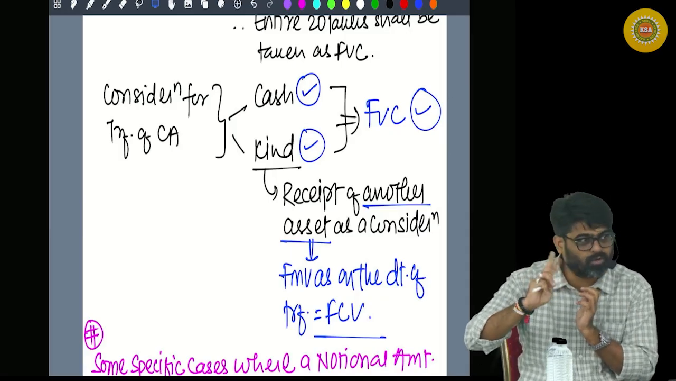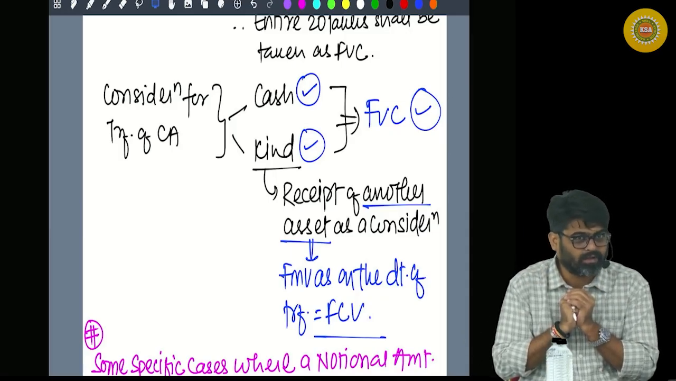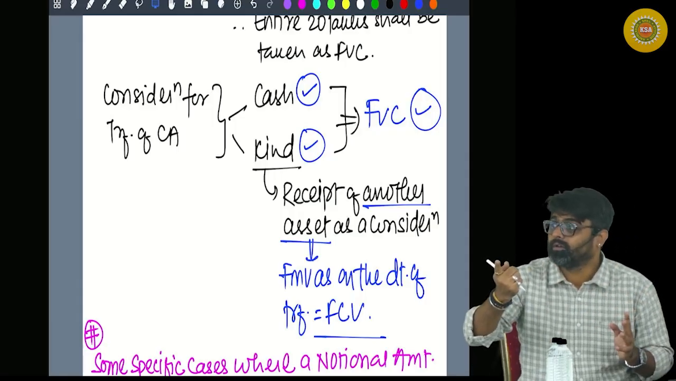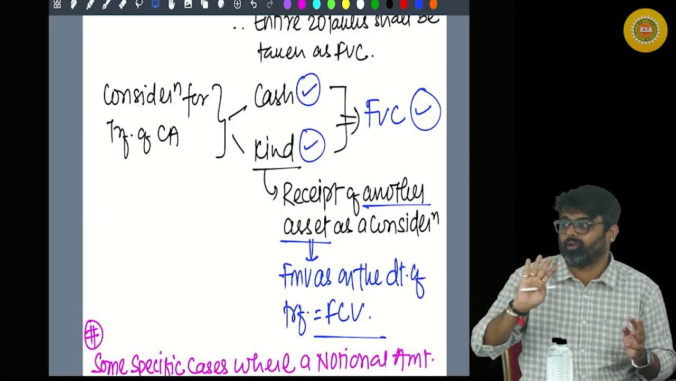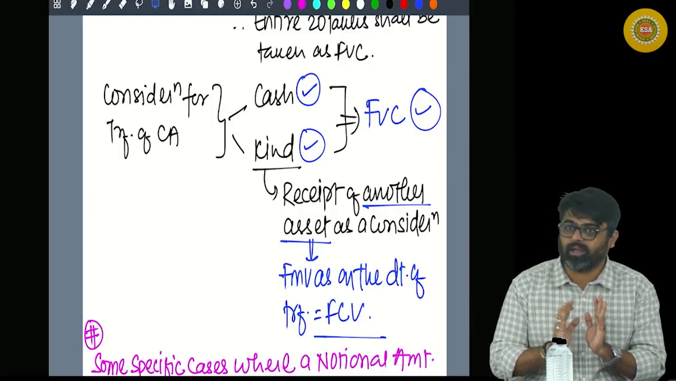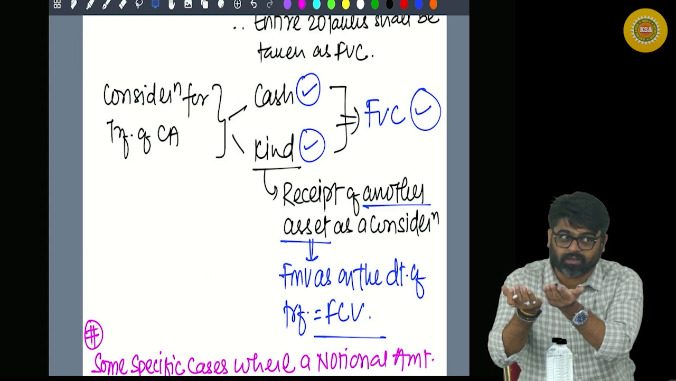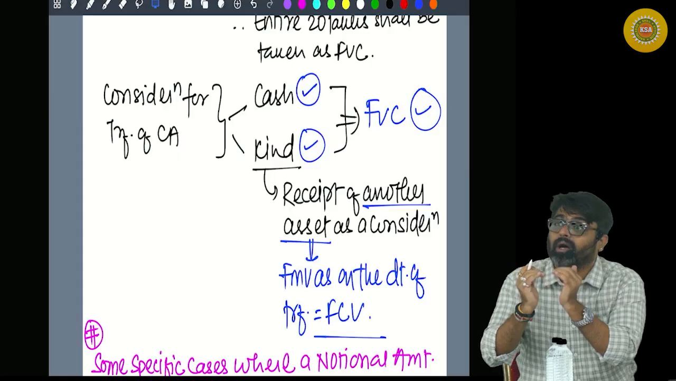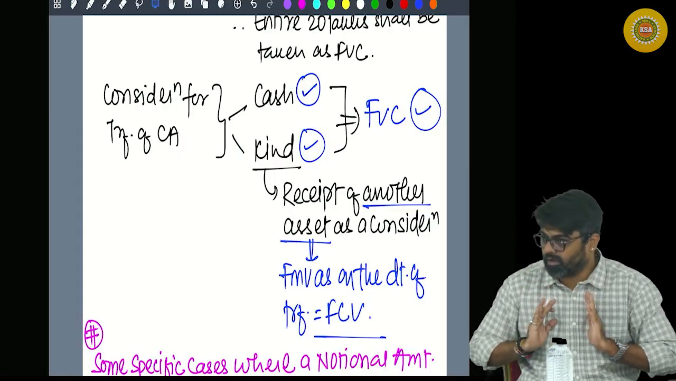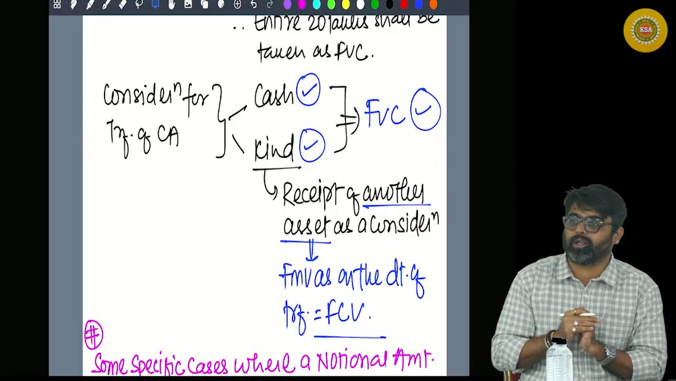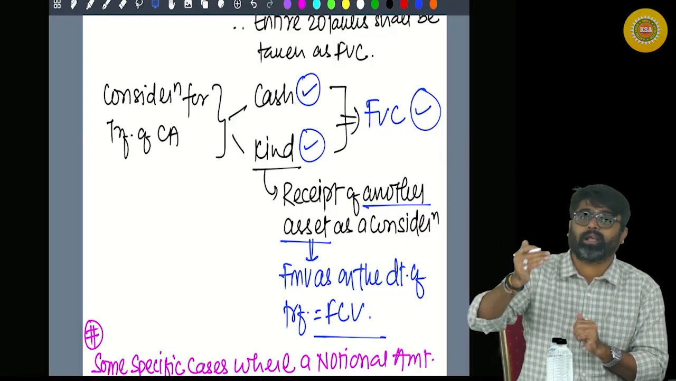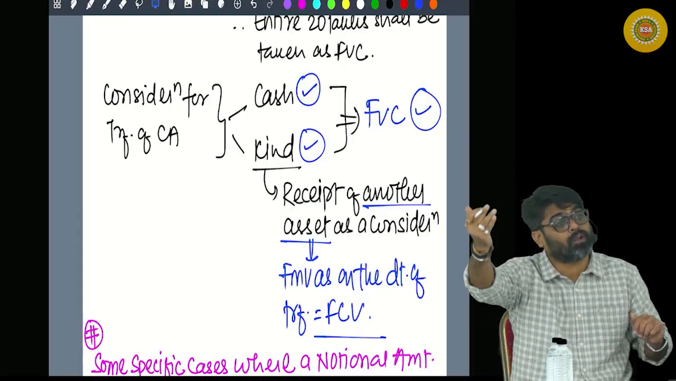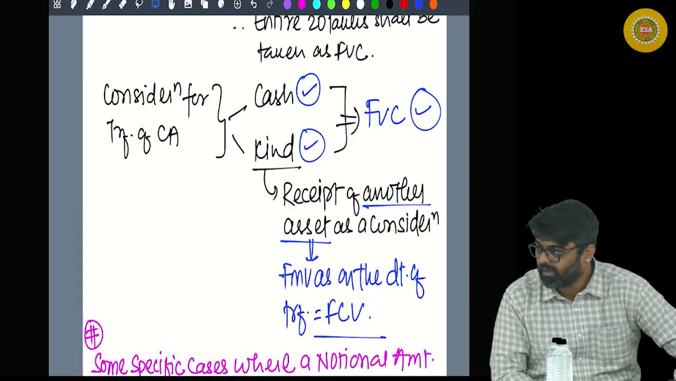So in the hands of both the persons, the capital gain will be calculated. For me, capital gain on transfer of building. For you, capital gain on transfer of gold. For me, to calculate the capital gain of building, I will take full value of consideration as what? Fair market value of the gold as on the date of transfer of my building. Yes or no? And what will you take? The fair market value of the building as on the date of transfer of your gold will be treated as your full value of consideration.